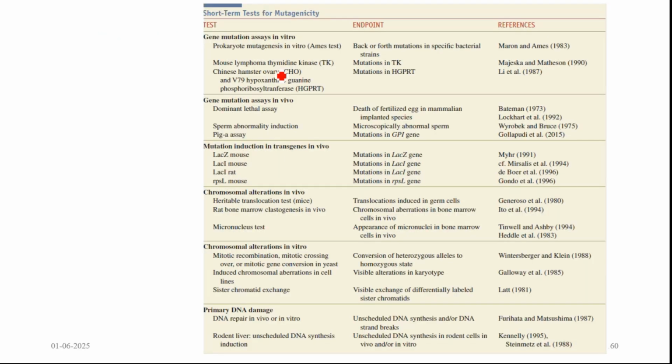So these are the short-term assays, the various assays. This is a table as such that is given in the CND textbook, and most of this we have already discussed.